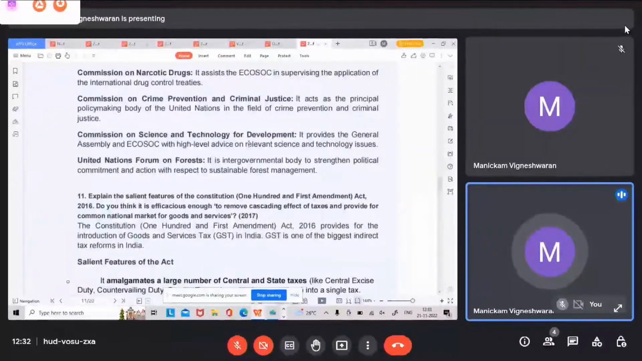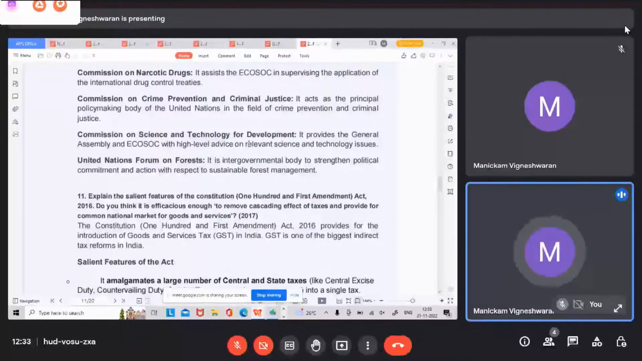Question number 11. Explain the salient features of the Constitution 101st Amendment Act 2016. Do you think it is efficacious to remove the cascading effect of taxes and provide for a common national market for GST?